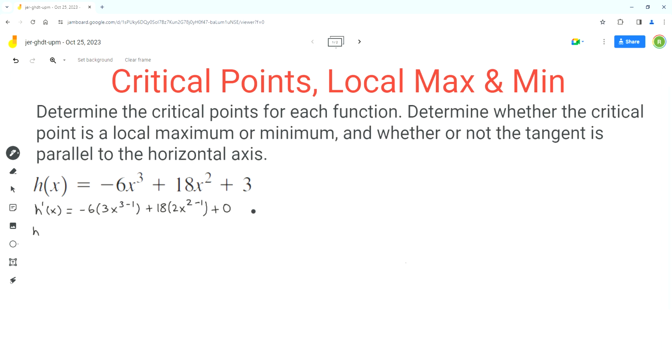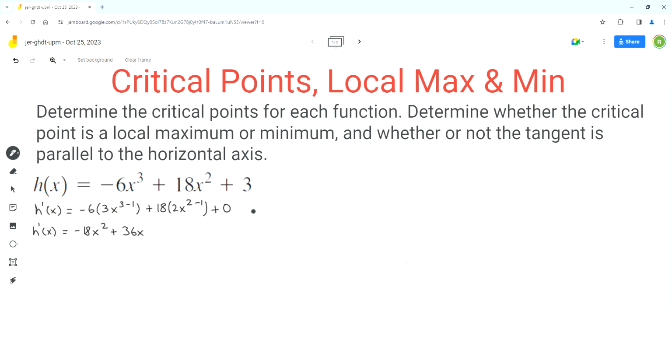So now we can simplify this expression. Negative 6 times 3 is negative 18, x squared, plus 18 times 2, which is equal to 36. So we get 36x exponent 1, but we don't write 1 as an exponent. Now this derivative expression is a polynomial function, so it won't be undefined for any x value. So we just have to find the x values for which the derivative is equal to 0.